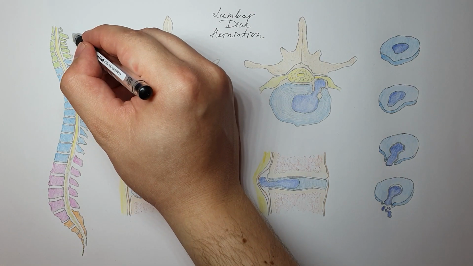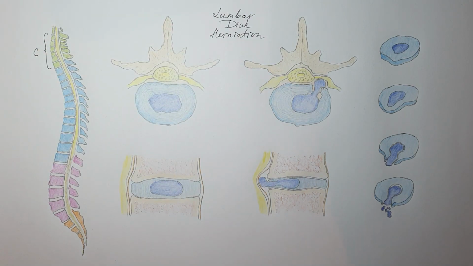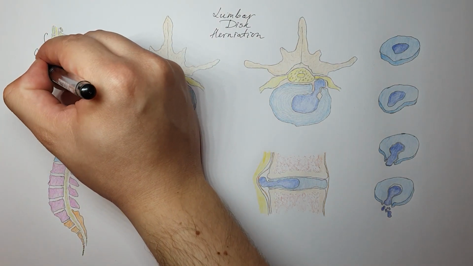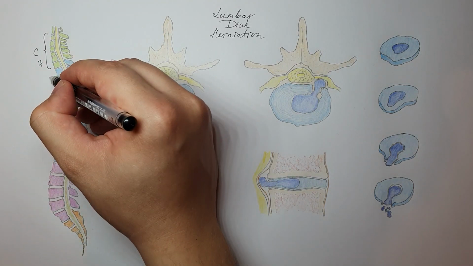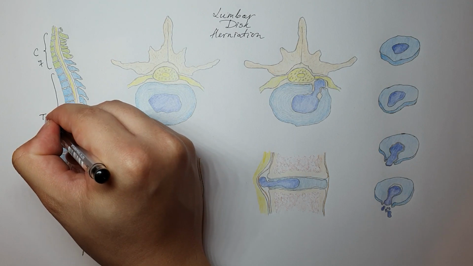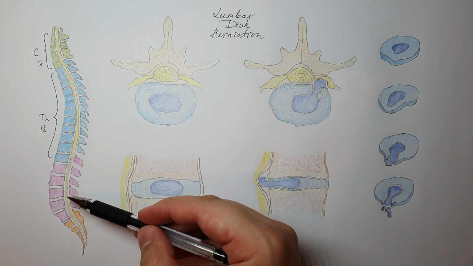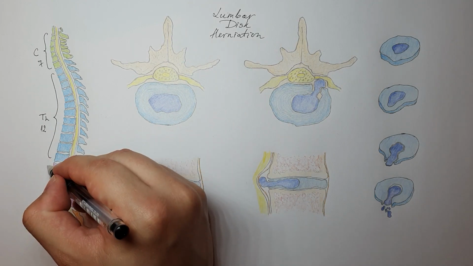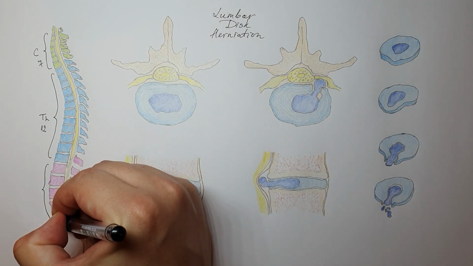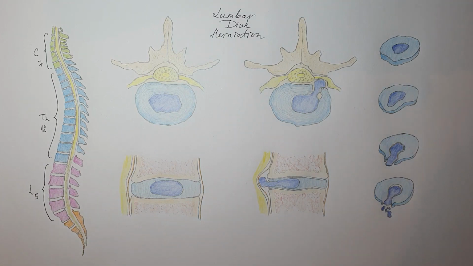First, we have the cervical ones. So the cervical spine has 7 vertebrae. Then we have the thoracic spine, which has 12 vertebrae. And then we come to the lumbar spine. The lumbar spine has 5 vertebrae.